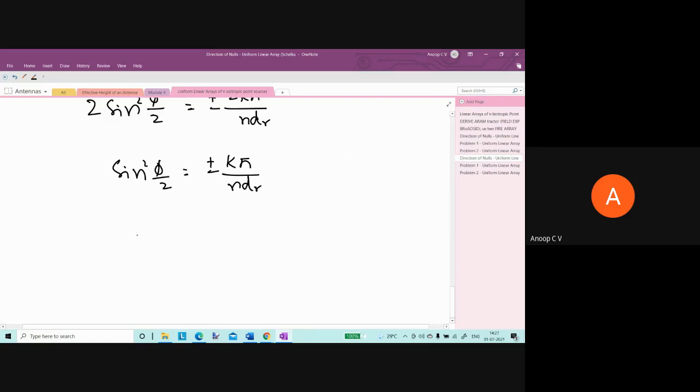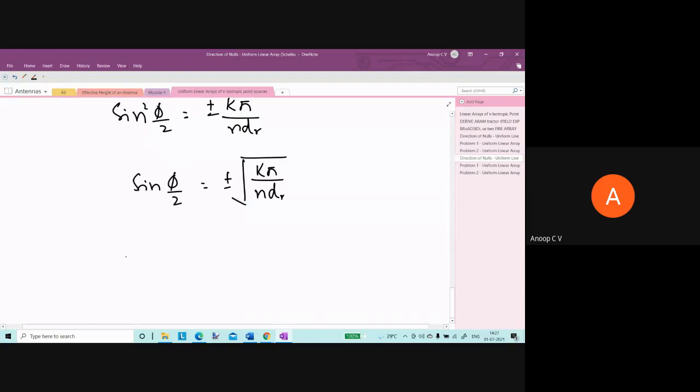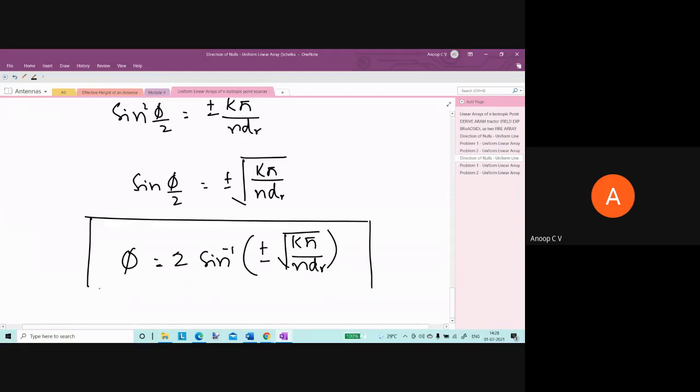So I can write sine phi by 2 is equal to plus or minus root of k pi divided by n dr, and finally I can write phi is equal to 2 times sine inverse of plus or minus root of k pi divided by n dr. So this is the case for an end fire array.